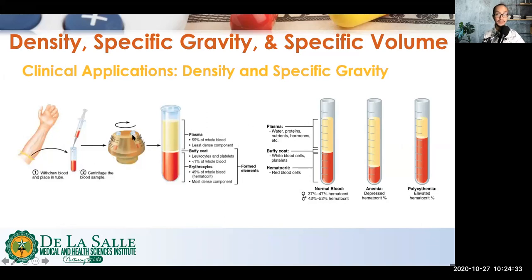Now, by using a centrifuge, the different components of the blood will separate depending on their specific gravity or density. The portion of the blood which contains formed elements, the leukocytes, platelets, and erythrocytes, will be in this portion at the bottom, because they are heavier than the plasma. Some proteins can be found in the plasma, which separates on top.